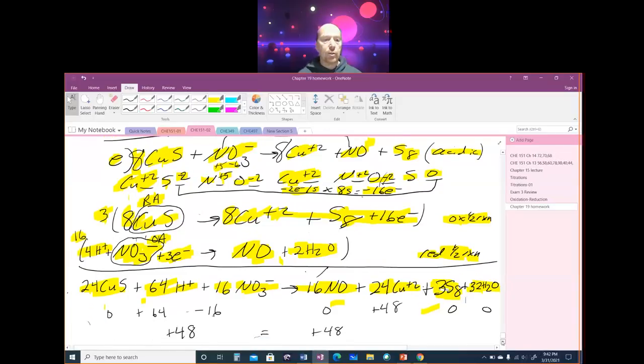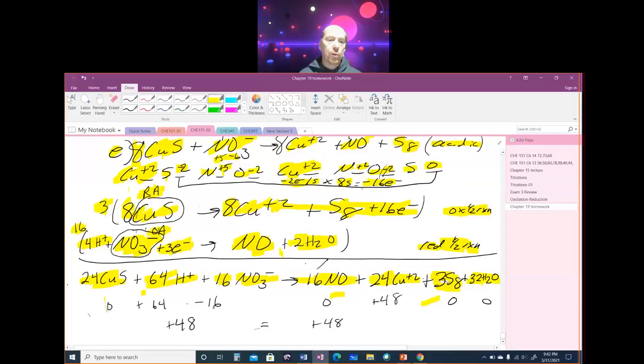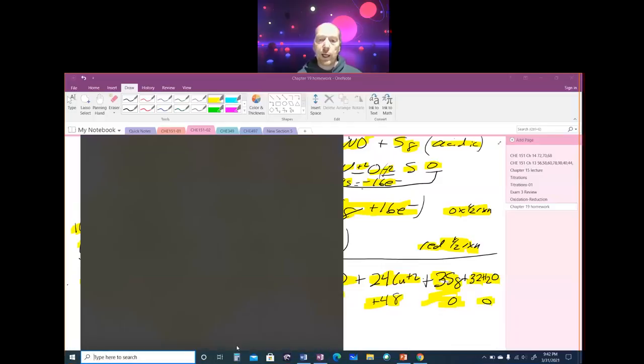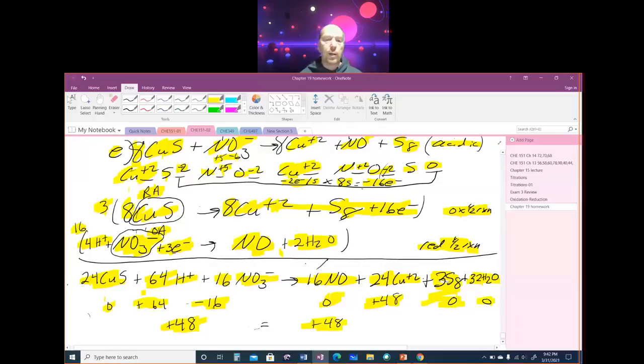We can check the charge. All right, so you have 24 CuS's are neutral, 64 H pluses, that is plus 64. 16 NO3 minuses, that's minus 16. So your total on the left is a plus 48. 16 NO neutrals is 0. 24 Cu plus 2s is plus 48. 3 S8 neutrals is 0. 32 H2O neutrals, 0. Again, you have your 48 on the left and your 48 on the right. And so that is how you balance that last oxidation reduction reaction. And so that is the end of the homework for exam 4.